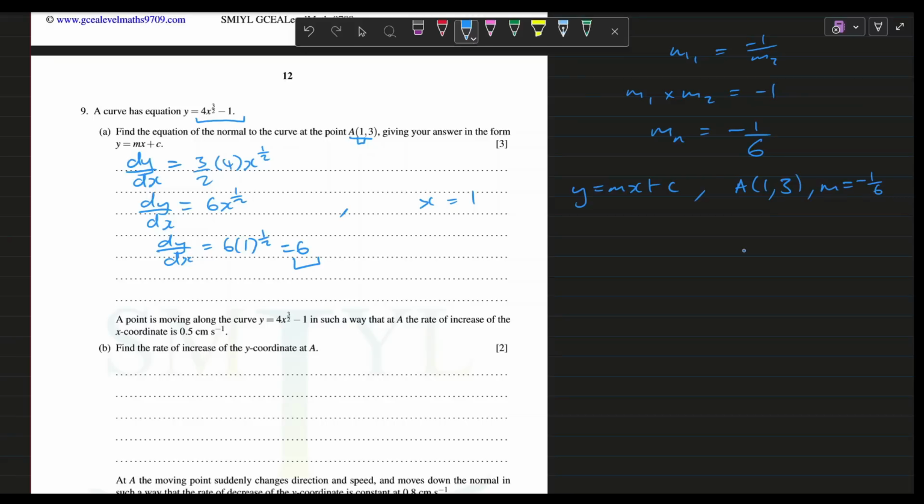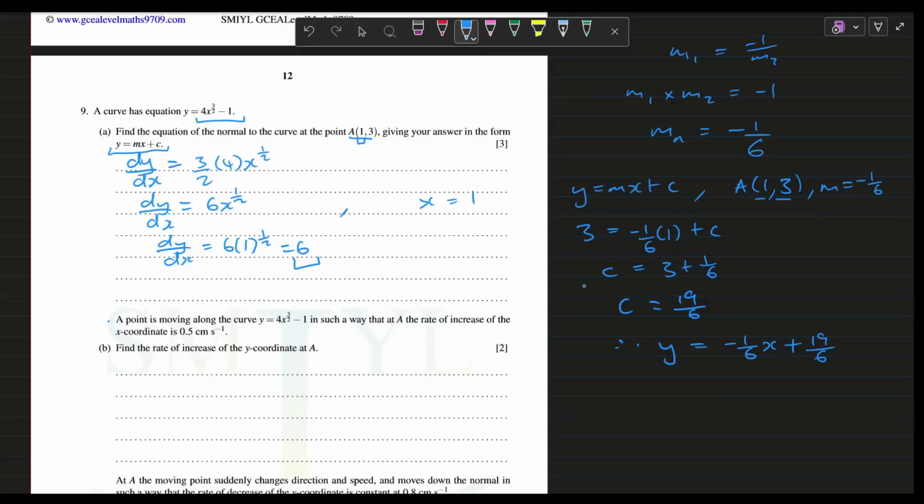So we can substitute and say our y is 3, x is 1, m is negative 1/6. So 3 is equal to negative 1/6 times 1 plus c. So c must be equal to 3 plus 1/6. So c is equal to 19/6. And so therefore, the equation of the normal to the curve at the point A in the form y equals mx plus c is y is equal to negative 1/6 x plus 19/6.